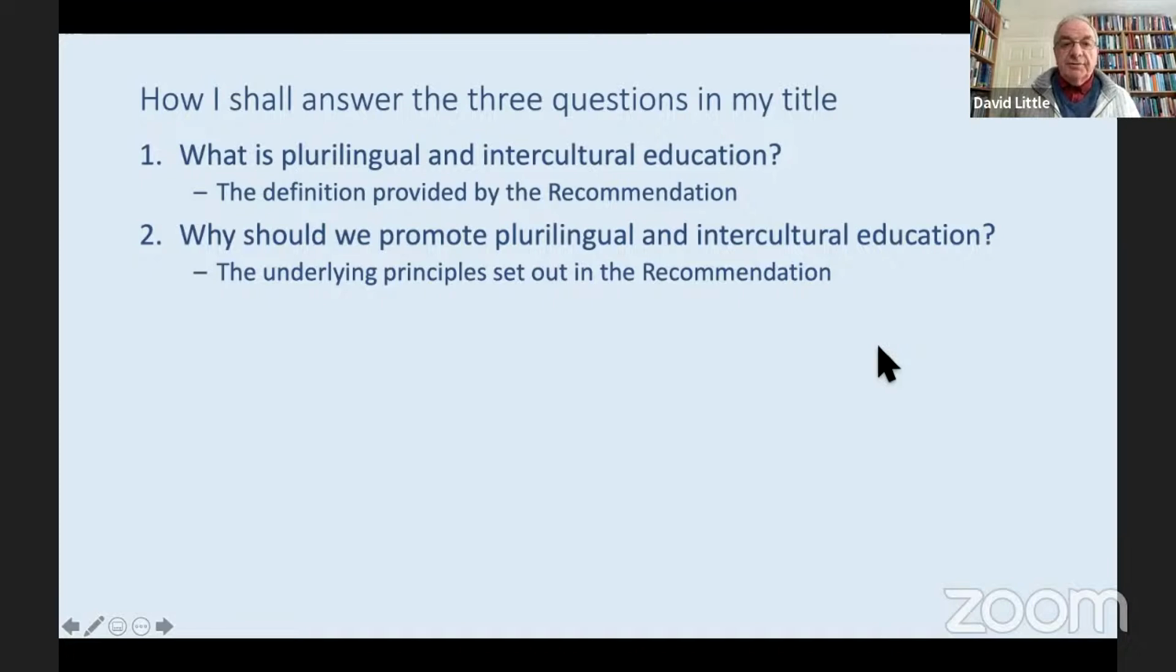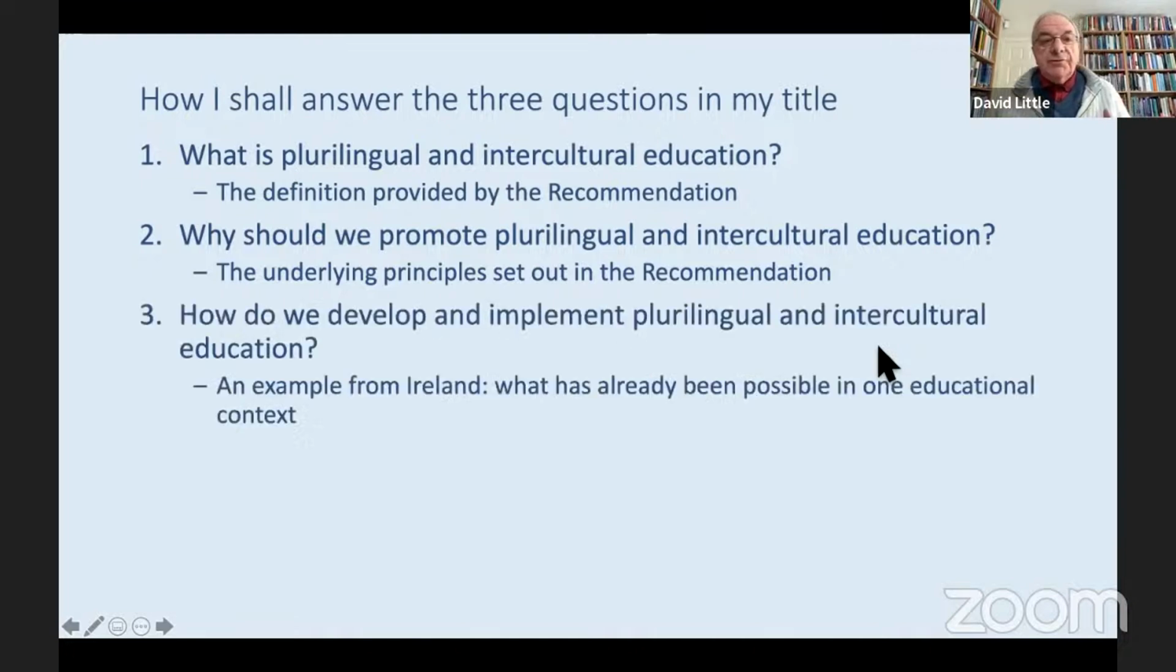And those two sets of answers are, of course, as it were, top-down. They're addressing the overarching concept from the level of national or regional policy. When it comes to the third question, how do we develop and implement plurilingual and intercultural education? It's necessary to be specific because, as I've already said, plurilingual and intercultural education is not a one-size-fits-all proposition. And I shall use an example from Ireland to illustrate what has already been possible in one educational context.